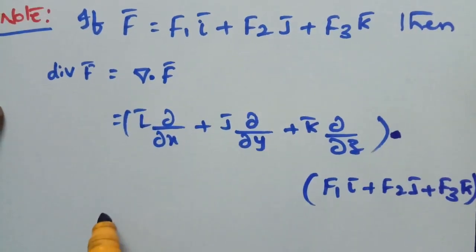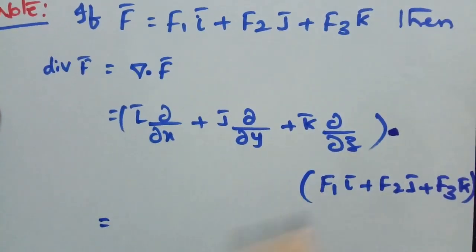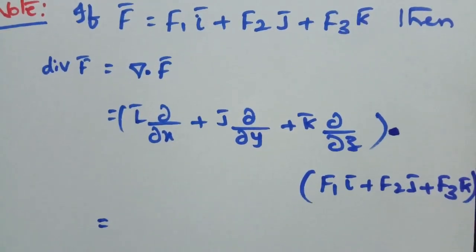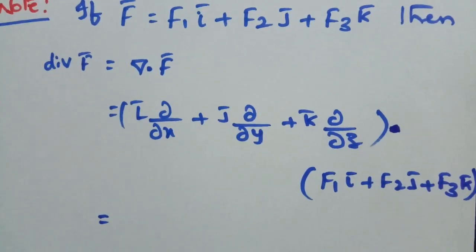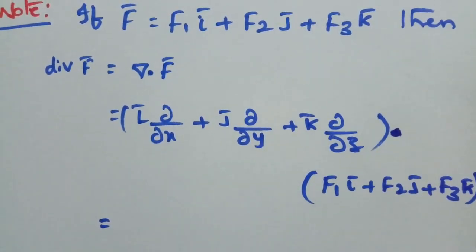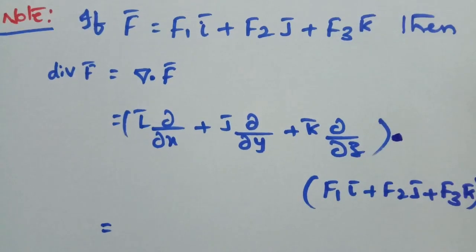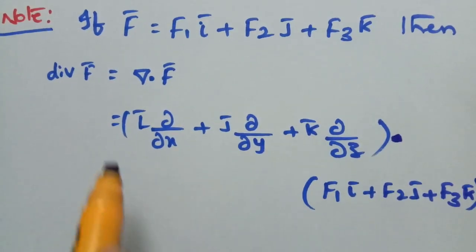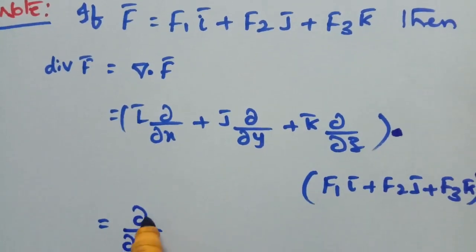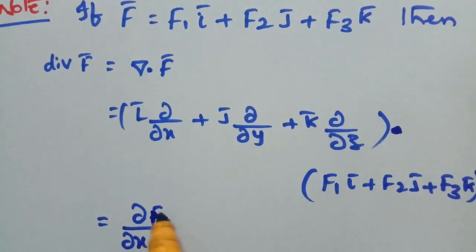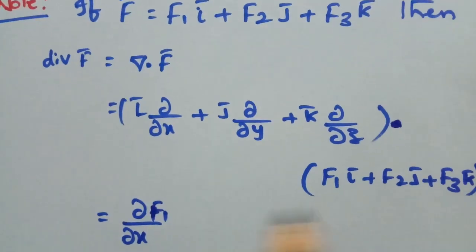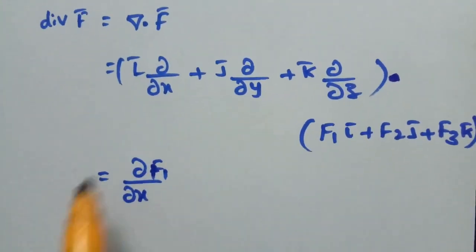In the dot product, we know that i bar dot i bar is equal to 1, j bar dot j bar equal to 1, k bar dot k bar is equal to 1, and other dot products being 0. That means i bar dot j bar equal to 0, i bar dot k bar equal to 0, k bar dot j bar is equal to 0. Therefore, since i bar dot i bar is equal to 1, this can be written as dou by dou x of f1. Other dot products with i bar being zeros.